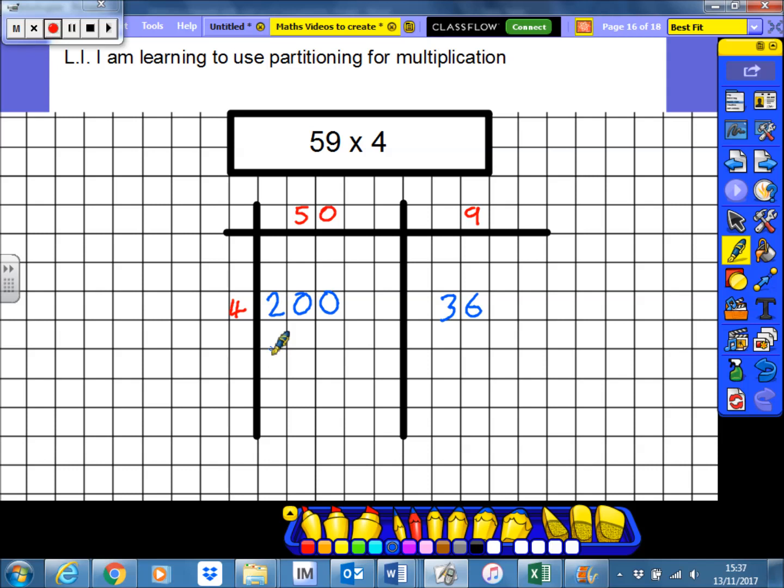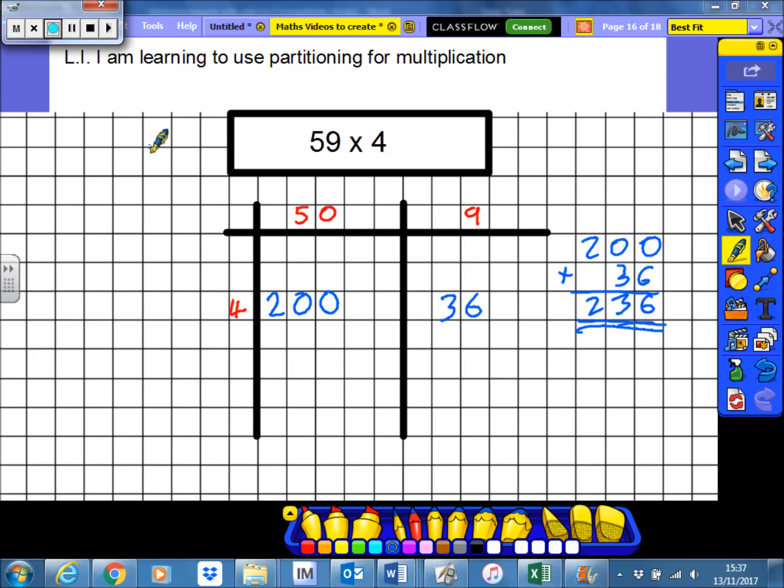Now, all I do is add my two answers together. So I've got 200 plus 36. 236 is my answer there. Okay?